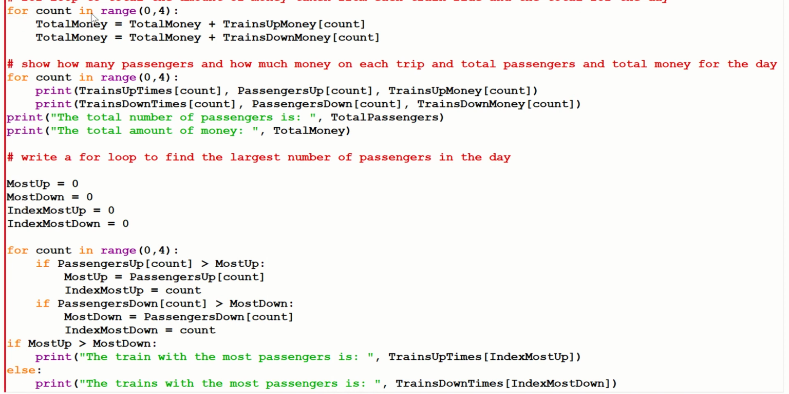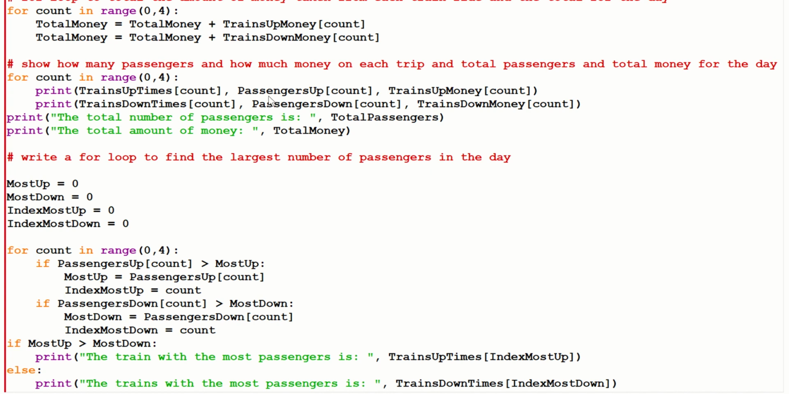For count in range, so this is to total the amount of money taken for each train ride and the total for the day. So repeat this 4 times. Total money equals total money plus change up money, for first one, second one, third one, and fourth one, and the down money for each train, first, second, third, fourth. So this would be the total.